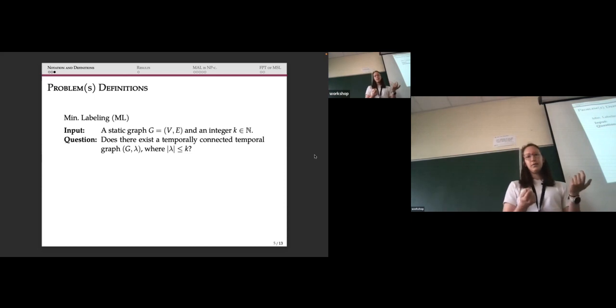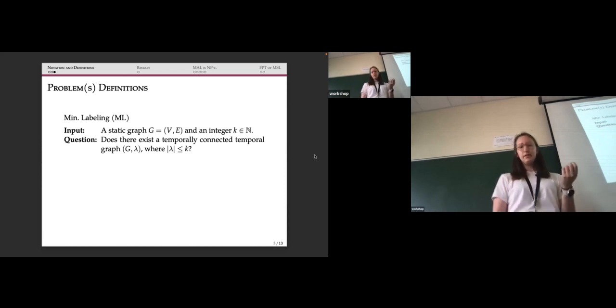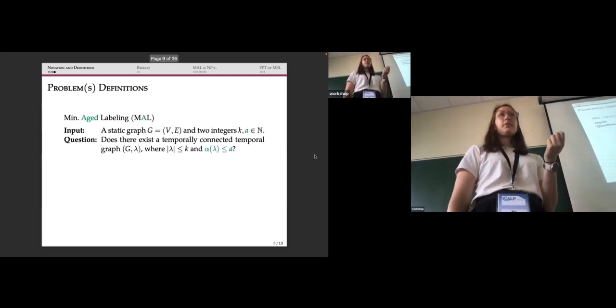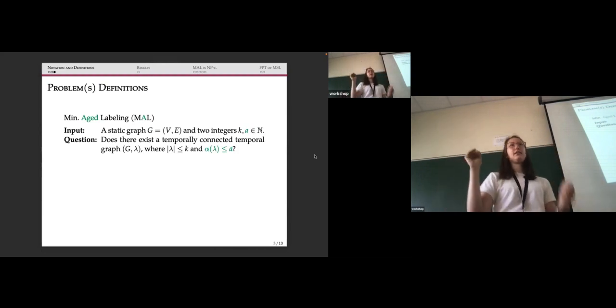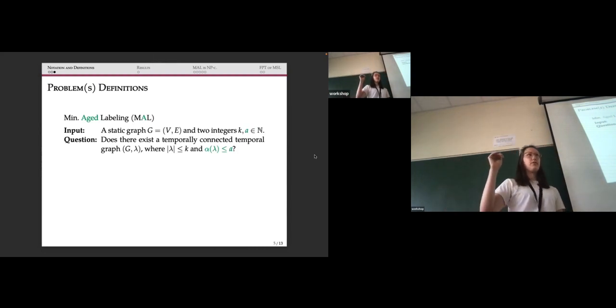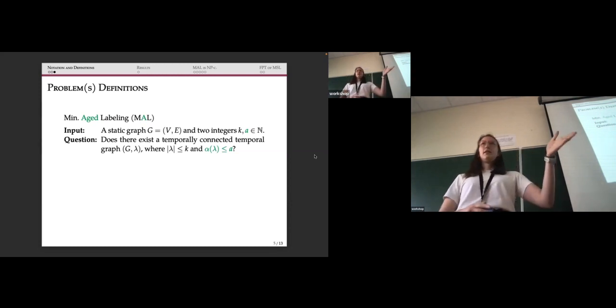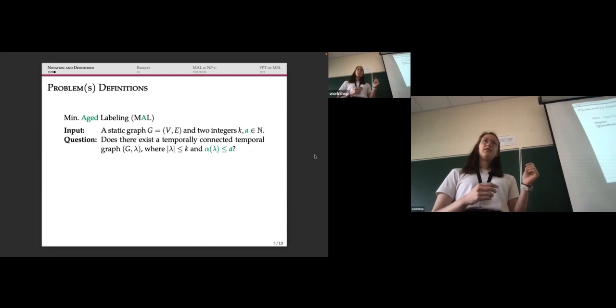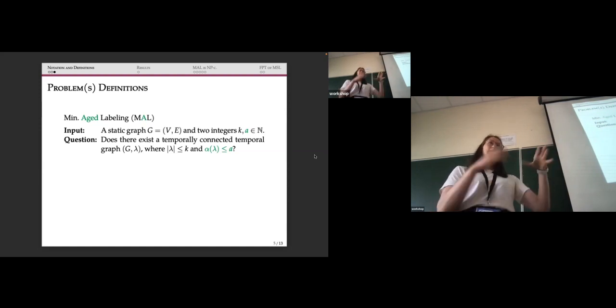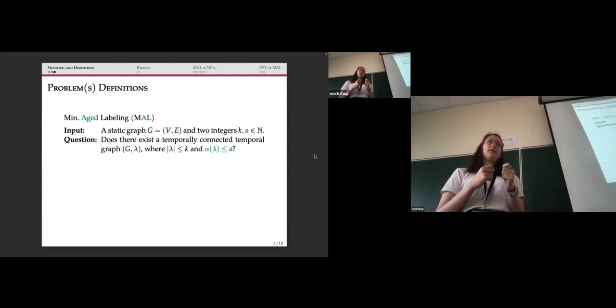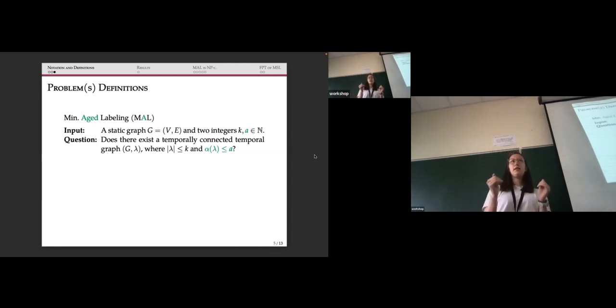And then we took this a step further and we said, okay, I give you one extra task. The maximum label you can use is alpha. So I give you the age of your graph. Your graph cannot be infinitely big or infinitely old. How this is a bit different than what Edward was telling us is that in his case, the graph was labeled and you were changing labels. In my case, my graph is unlabeled and you ask me, can you use the minimum number of labels?